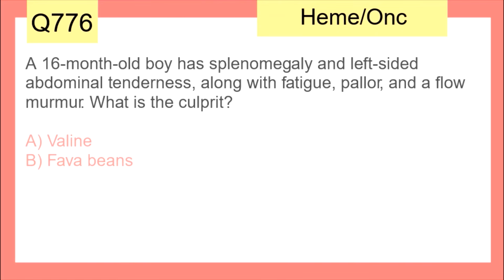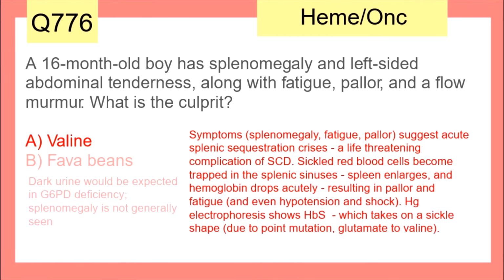776, a 16-month-old boy has splenomegaly and left-sided abdominal tenderness along with fatigue, pallor, and a flow murmur. What is the culprit? So over here, this is valine. This is sickle cell anemia. That's why he has these symptoms over here. The symptoms suggest an acute splenic sequestration crisis, a life-threatening complication of sickle cell disease. The sickled red blood cells become trapped in the spleen, and it gets bigger, resulting in pallor and fatigue.